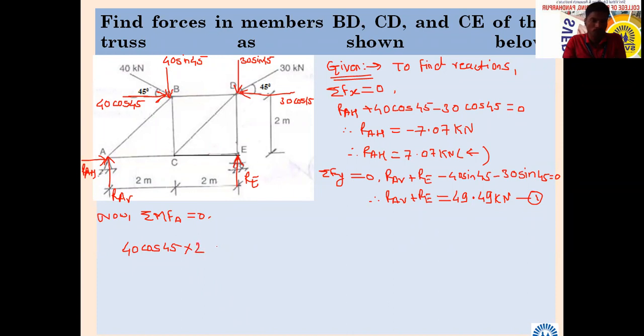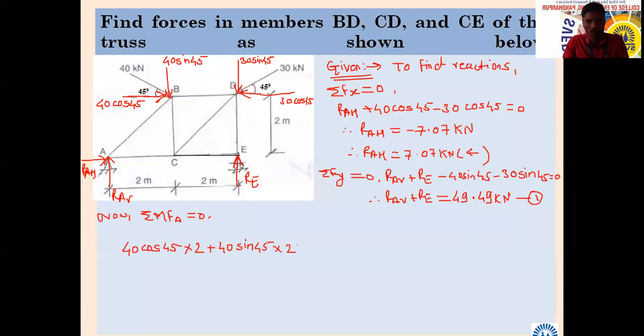2 meter. Next, due to 40 sin 45, how will the object rotate with respect to point A? Clockwise. Again clockwise means plus 40 sin 45 into, what is the perpendicular distance between the line of action of that force and this point? 2 meter. Be confident. Very good. 2 meter. Next, I will take the 30 cos 45 force.